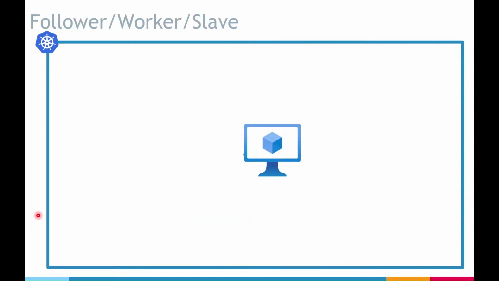Now let's move our focus towards the follower, also known as the worker or the slave nodes. The job of this node is to run our containerized applications. Since this node performs activities required to run our application, it's considered to be a part of the runtime plane.